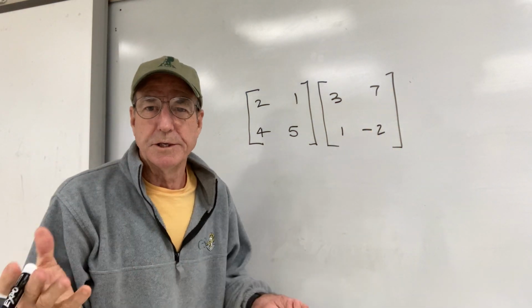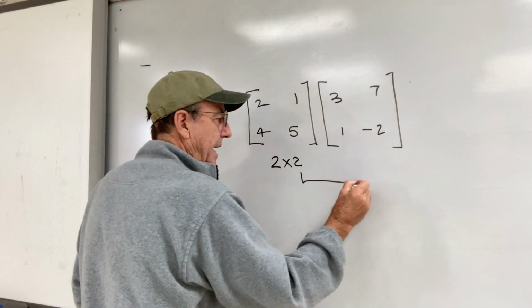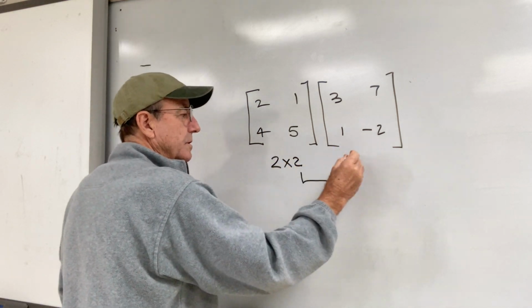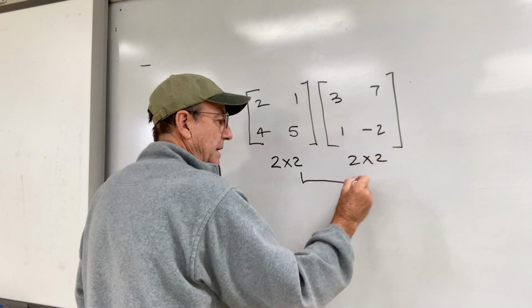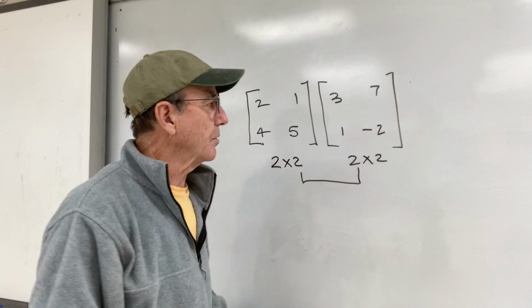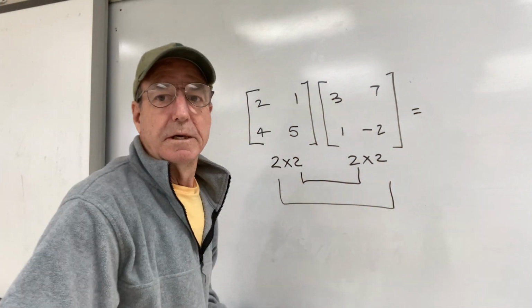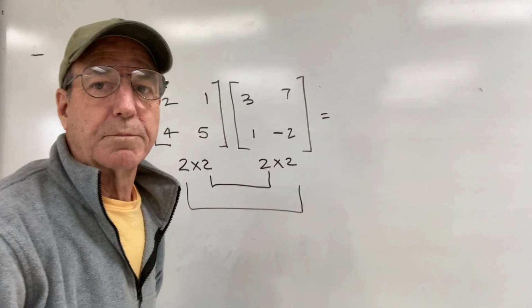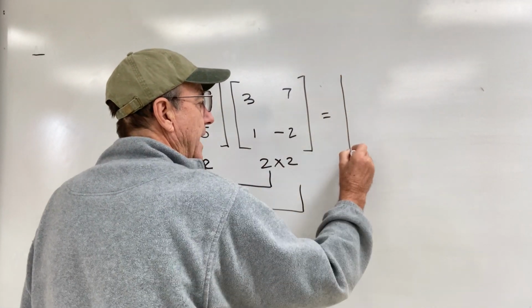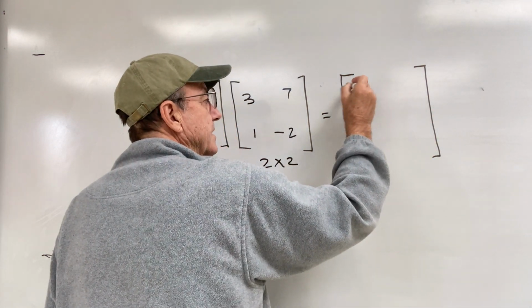First, make sure the dimensions are the same. At least the middle numbers have got to match. So this is a 2 by 2, this is also a 2 by 2, and the middle numbers are in fact the same. So the product is going to be a 2 by 2. So let me go ahead and put the product over here. Our task is to fill in these 4 slots.